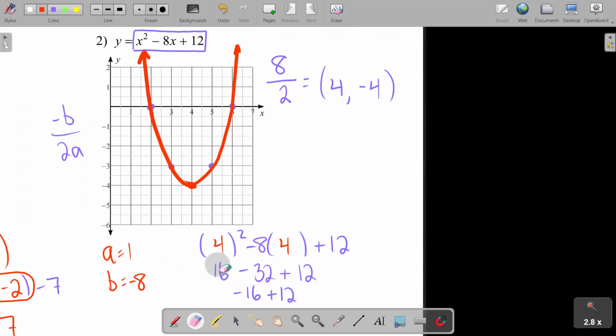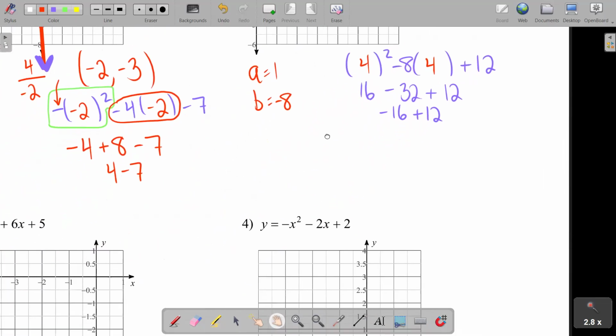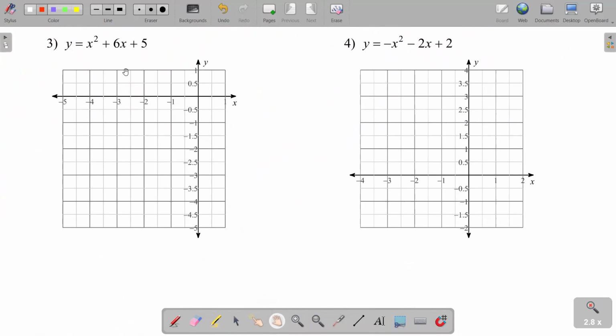Okay. Let's do a couple more and then I'll get out of your way here and let you guys practice on your own. Number 3, what is my A value? 1. Yes. What's my B value? Nice. So I'm going to plug in my happy little opposite B over 2A. What's the opposite of B? Yep, over 2 times A. 2 times 1 is 2. And what's negative 6 over 2? Nice.